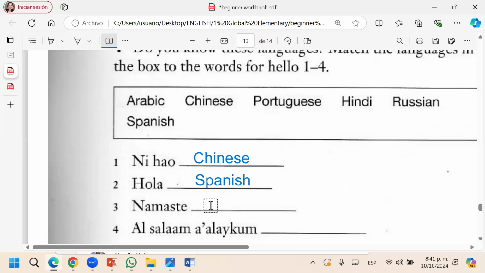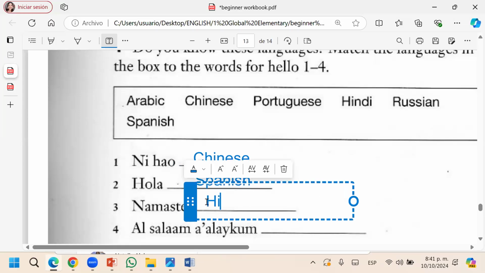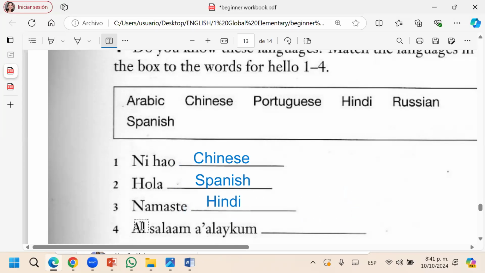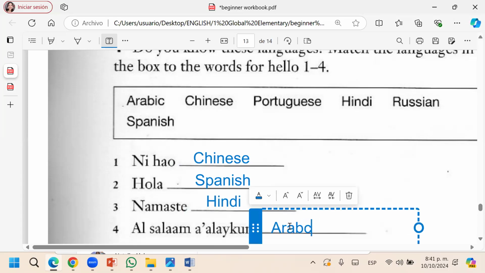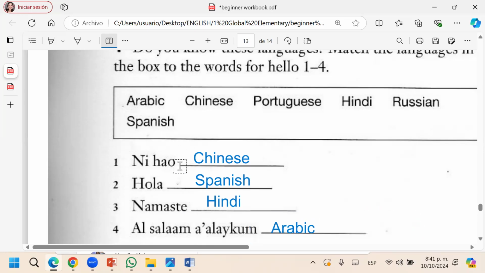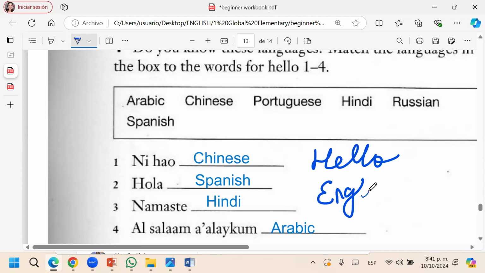Namaste. Hindi, from India. Yes. And Al-Salam Alaikum. Arabic. Yes. So those are four languages to say the word hello. You can say ni hao, hola, namaste, al-salam alaikum. English. Hello is English.